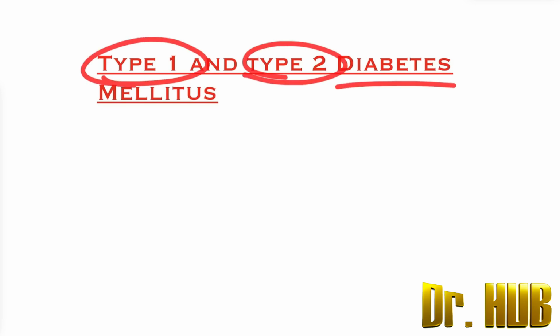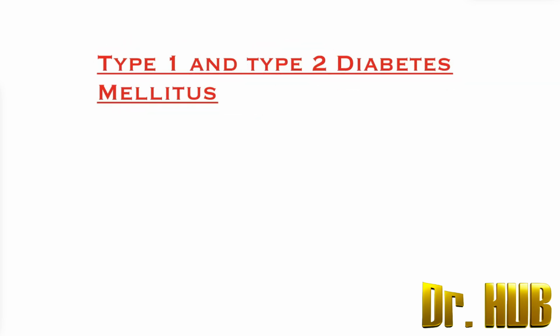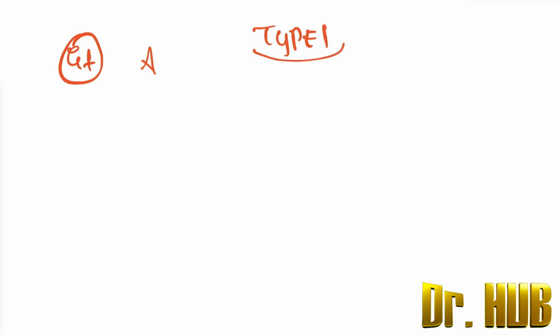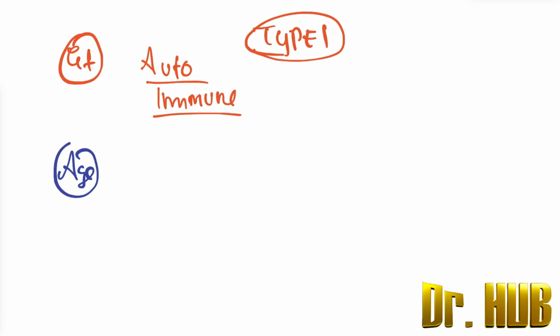Type 1 and Type 2 Diabetes Mellitus. Let's look at Type 1, starting with the etiology. The etiology in Type 1 is autoimmune. Next is the age of onset. It is usually young children.